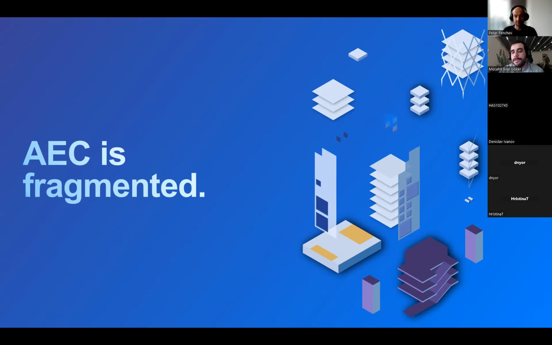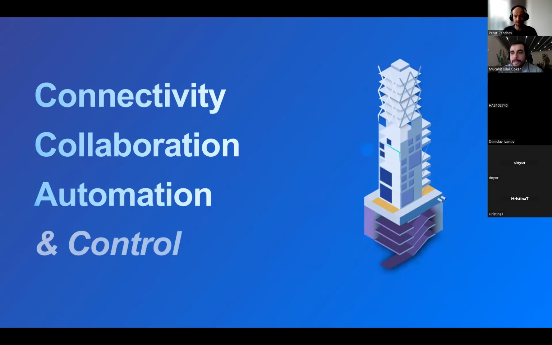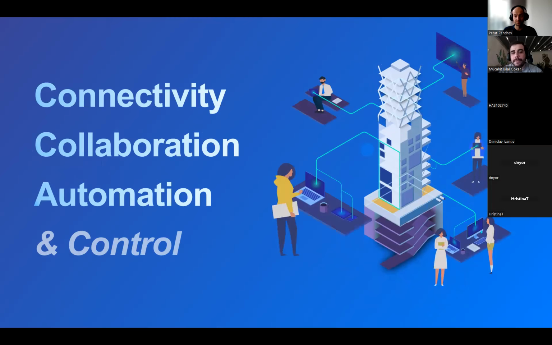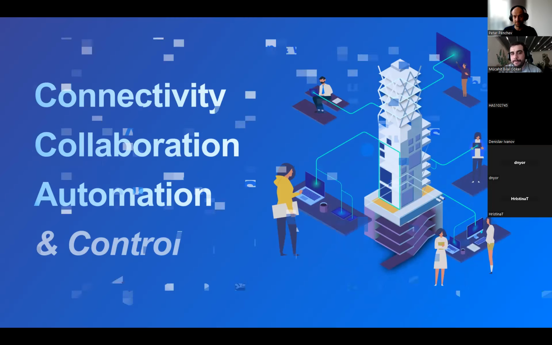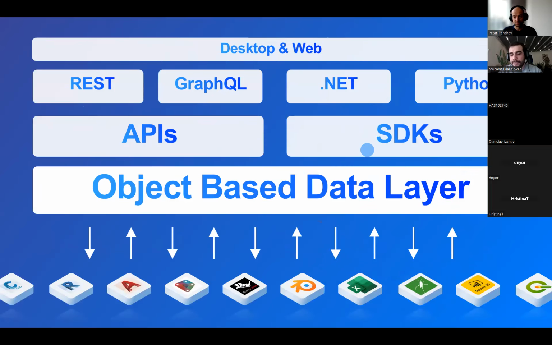Simply put, Speckle brings to the table connectivity, collaboration, automation, and most importantly, we bring to the table control. I'll go over what each of these keywords means, right? Let's start with connectivity. What do we mean by connectivity?